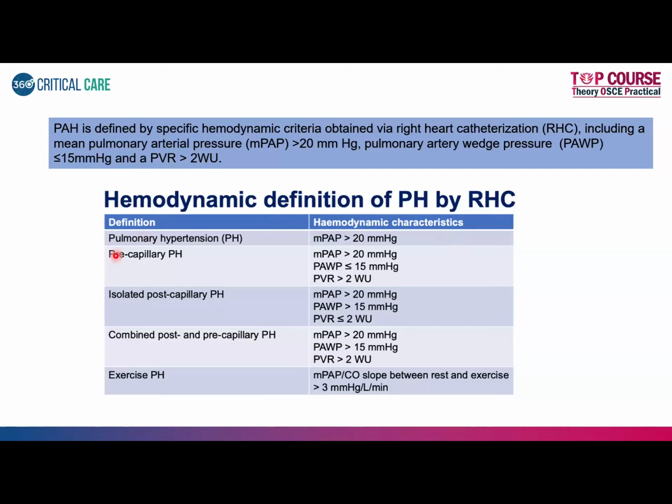So important here is the precapillary, the postcapillary, and the combined. So these three are important. Anyways, pulmonary hypertension, you will have a pulmonary artery pressure of more than 20, but for precapillary and postcapillary, the differentiating point probably will be the pulmonary artery wedge pressure, which is less than 15 for precapillary, and for postcapillary more than 15, and the peripheral vascular resistance more than 2 Wood units for the precapillary, and for the postcapillary it is less than 2 Wood units.